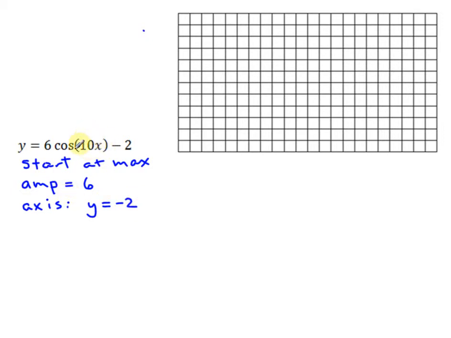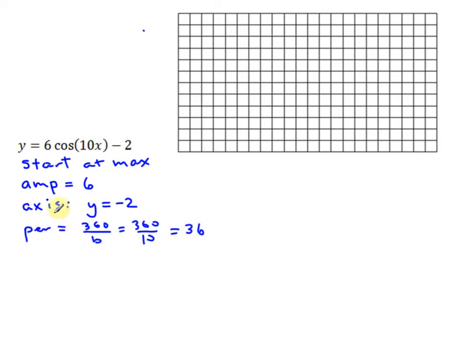Now this number here, b, that multiplies the x, helps me find my period. So I can find my period by using the formula 360 divided by the b value. So here it's 360 divided by 10, so 36 units is my period.